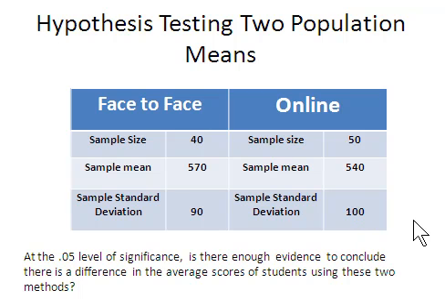Now, the research question at the .05 level of significance: is there enough evidence to conclude there is a difference in the average scores of students using these two methods? Now, it's true that the people in the sample, one had 570, one had 540, but we're trying to come to a conclusion about the population. Everybody that would use the face-to-face, everybody that would use the online class.